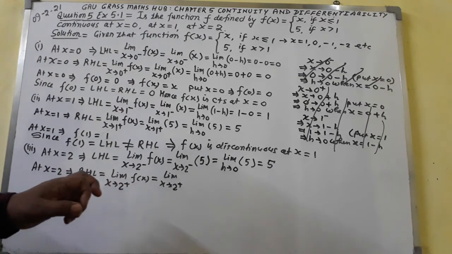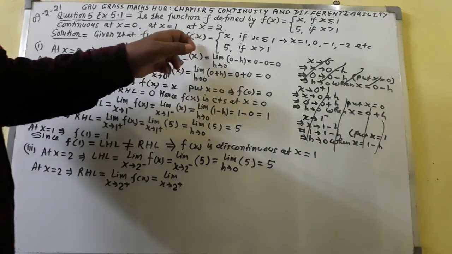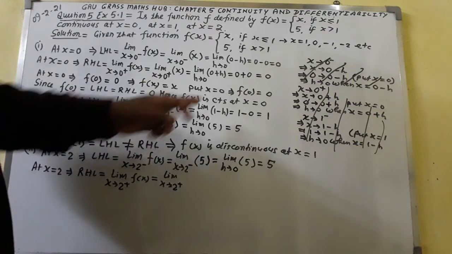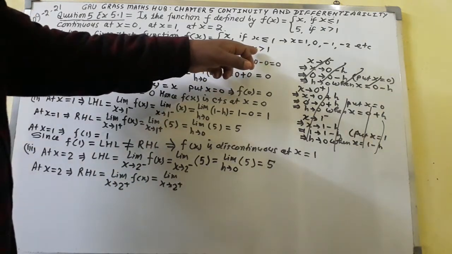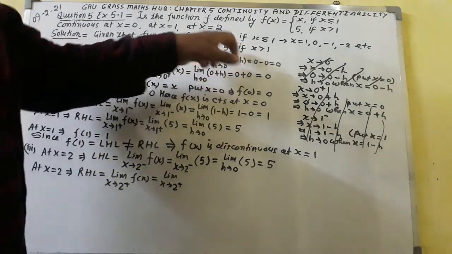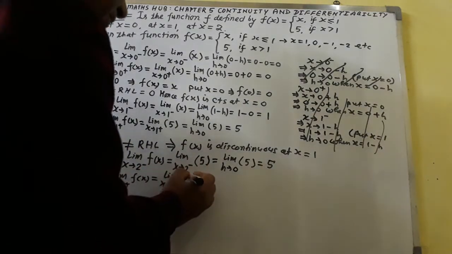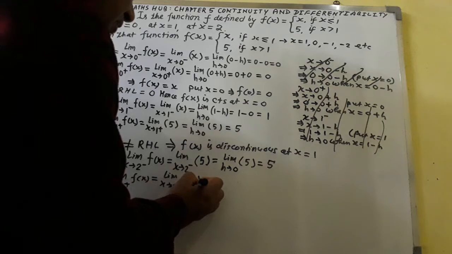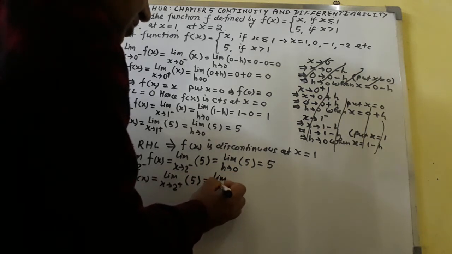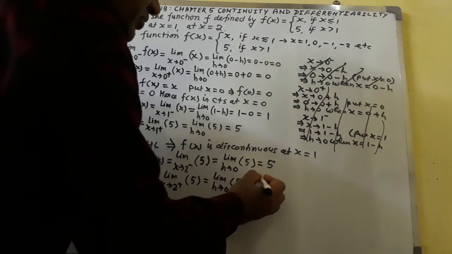So which function will we choose? First function or second function? I shall choose the second function, f of x equal to 5, because the value of x must be greater than 2. For x greater than 2, the f of x equal to 5 function will fall. So here I shall write f of x equal to 5 in brackets. Comes out to limit h tends to 0, 5, so here 5.